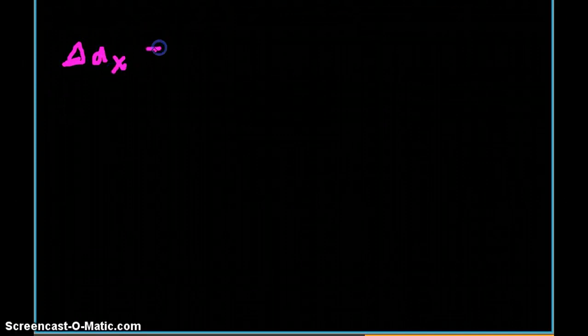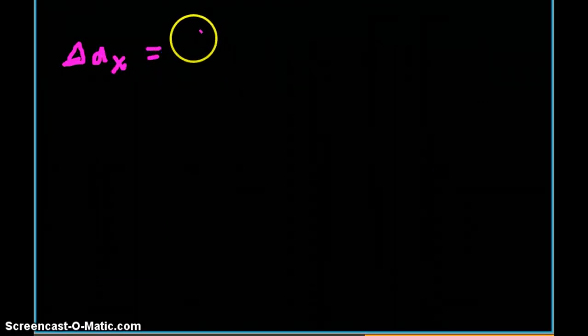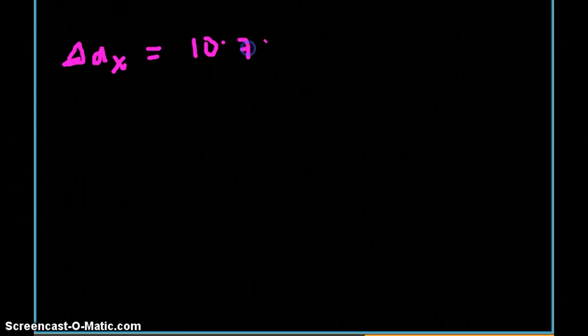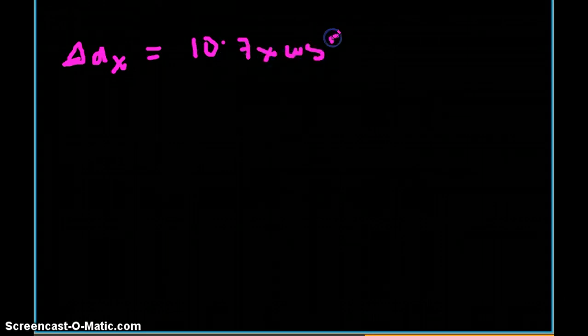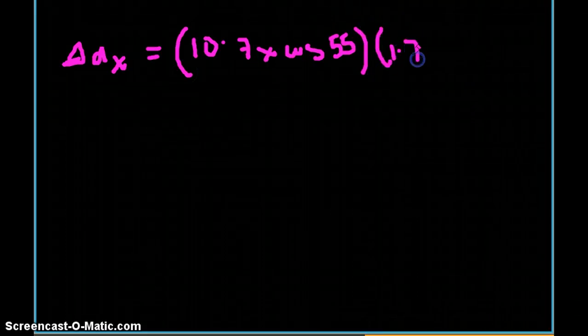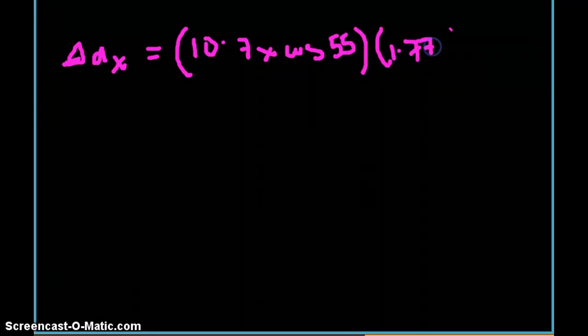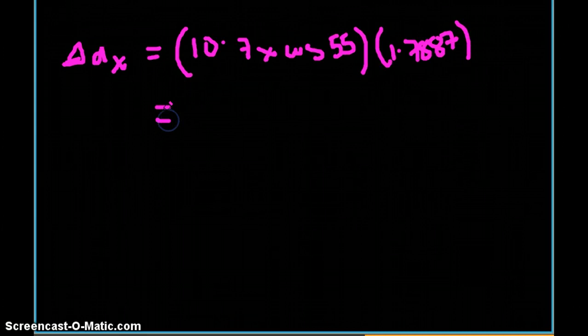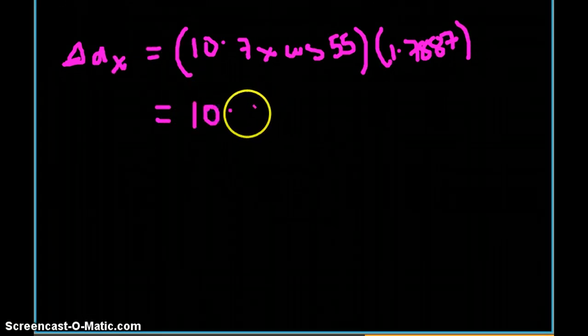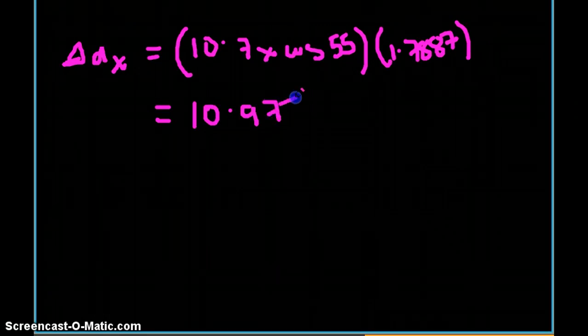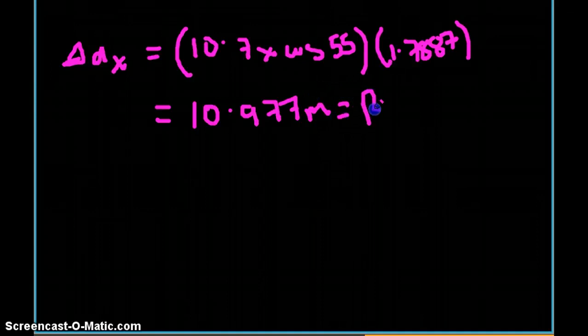So delta dx would give you v1, which was 10.7, times cos 55, and remember we're multiplying it by the time, 1.887. Simply plug this into your calculator and you should get a number like 10.977 meters. So this equals the range.